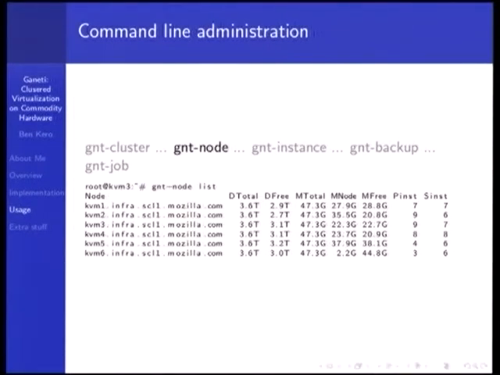Ganeti node is for node operations. This is a simple one called list, and it shows you the available resources on everything else in the cluster. You can see memory free, disk free, and how many primary instances are running on each node, and secondaries.